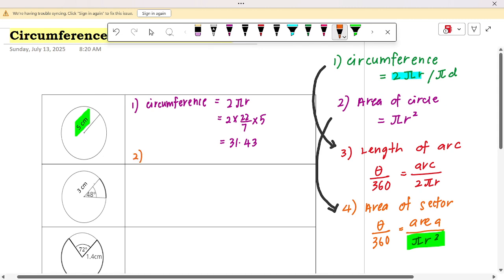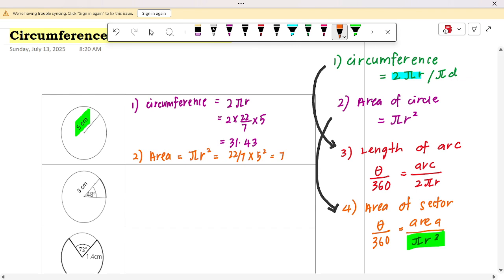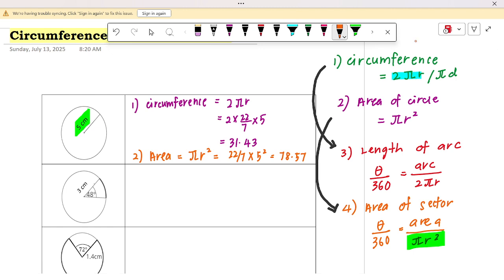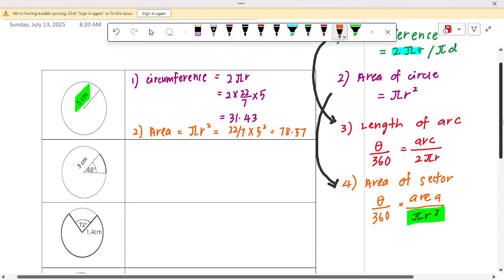For area, let's calculate the area of the circle. For area, we will use pi r square. So 22 over 7 times 5 square. 22 divided by 7 times 5 square gives you 78.57. Direct to the point. Okay, this is for circumference and also for area. Let's see the next question.